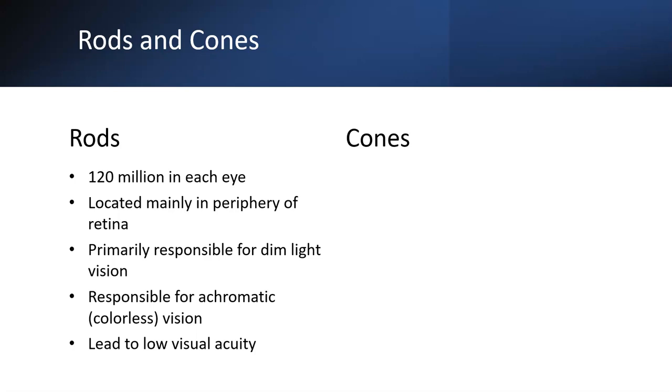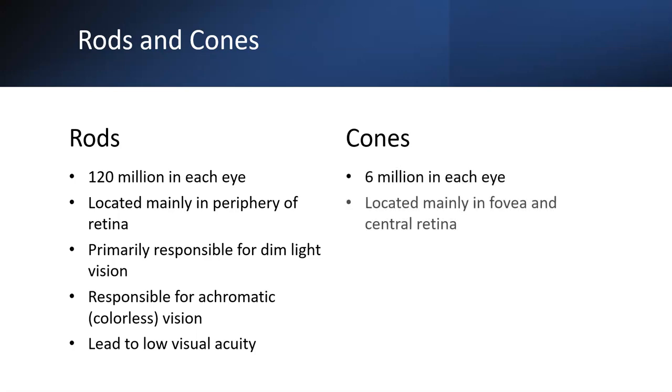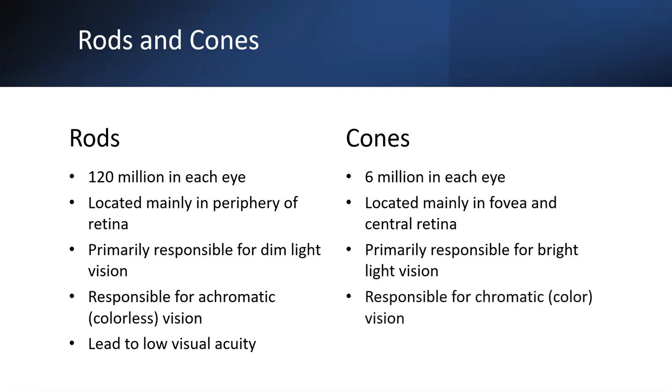Cone cells are largely responsible for our color vision and for perception in bright light. There are about 6 million in each eye. They're located mainly in the fovea, that is the central portion of the retina. When we're in bright light, the cones are taking in the most important information, and they're responsible for our perception of color, or chromatic vision. They also have much higher visual acuity.